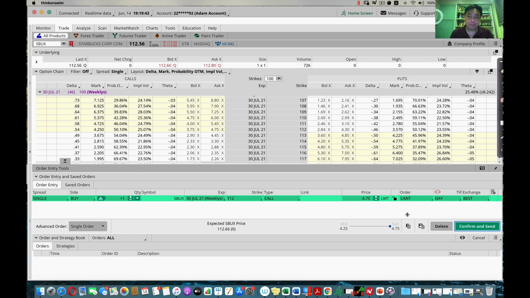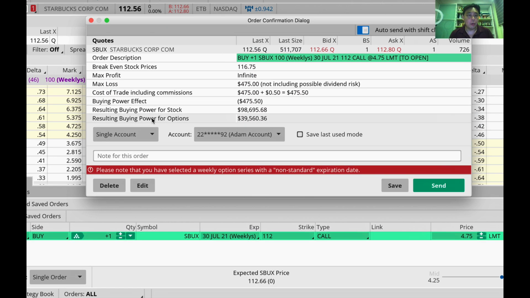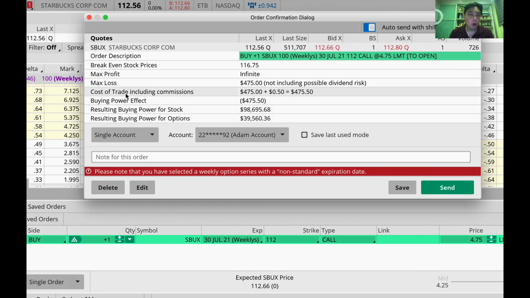475. Again, just to show you, if I click confirm and send, you can see the cost of the trade is 475 plus 50-cent commission. Anyway, so total cost 475.50. That's the cost of buying a call option. So to a lot of people, it seems very attractive because it's relatively cheap versus 11,000 to control the same 100 shares. I only need 475.5.